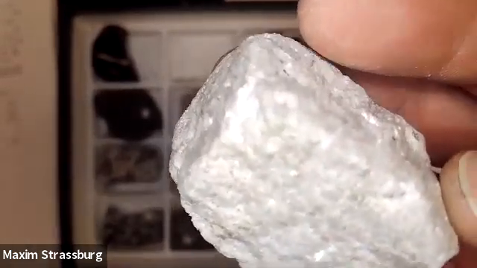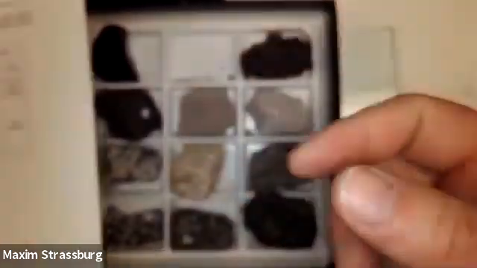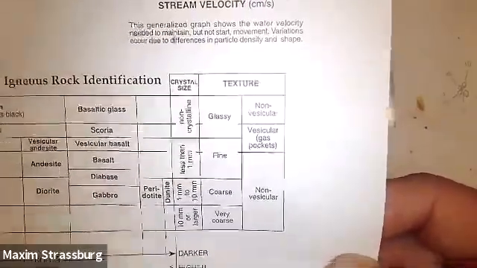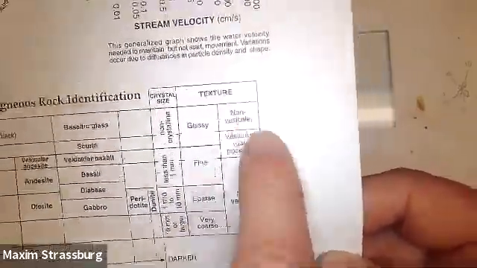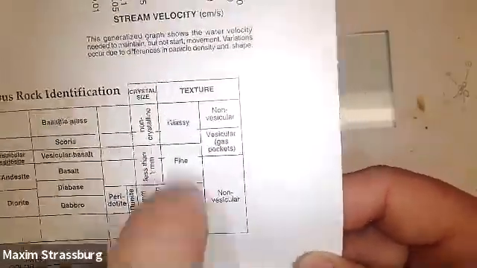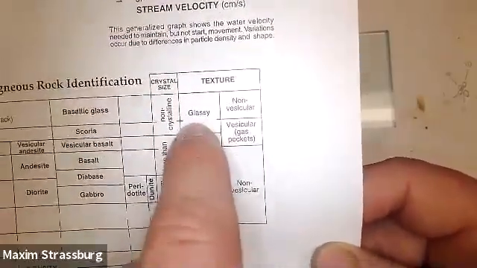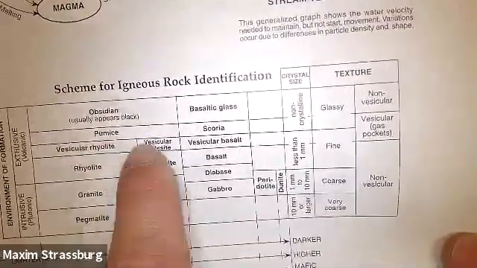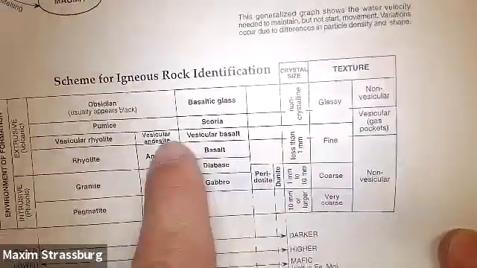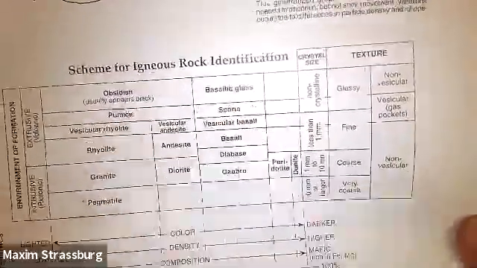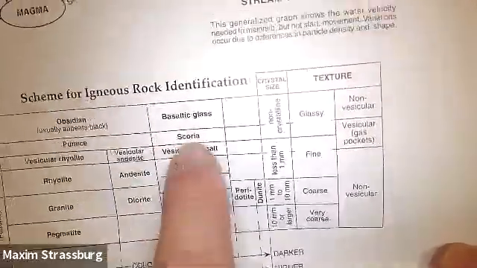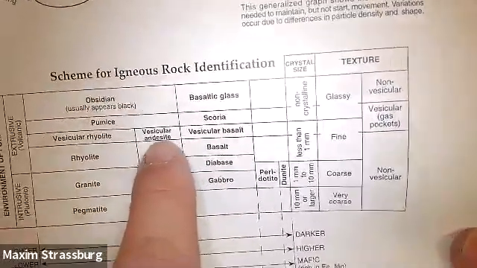So if I look back at my identification chart again, I can see that vesicular texture is up here. And if I'm looking down, I've got some glassy texture. And I've got two choices. Actually, I've got four. It could be vesicular basalt, andesite, rhyolite, pumice, or scoria. And if we're talking darker colors, these are your choices: scoria, vesicular basalt, or vesicular andesite.